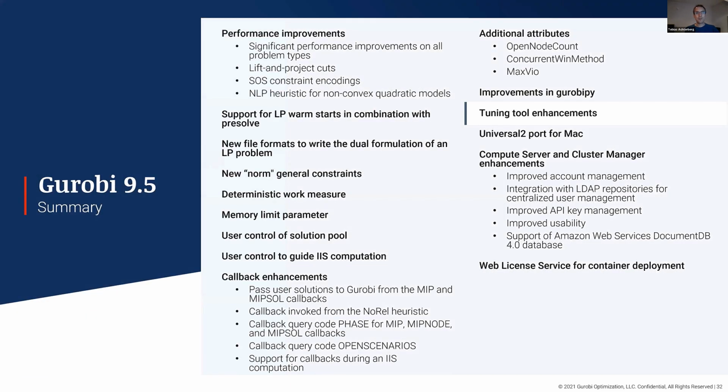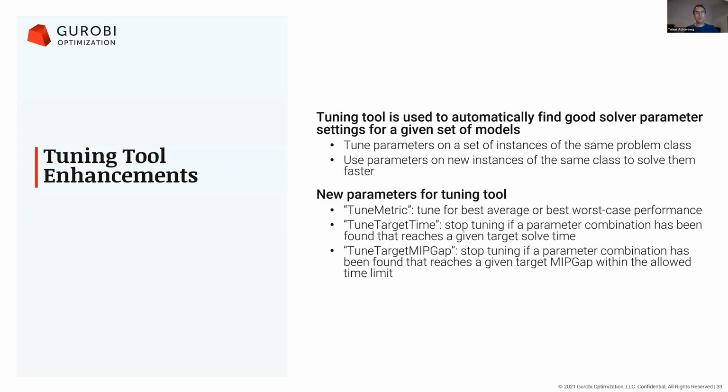So, the tuning tool. The tuning tool is there to automatically find for you a combination of parameters that works well on your problem instances. So the goal is to find parameter settings that reduce the runtime, typically on your set of problem instances. So you give a set of models, and then the tuning tool will try a number of parameter sets, and in the end, after a very long time, it will tell you which parameters it has found that work well on your problem class. And that would then be the parameter settings that you should use also on new instances of that problem class.